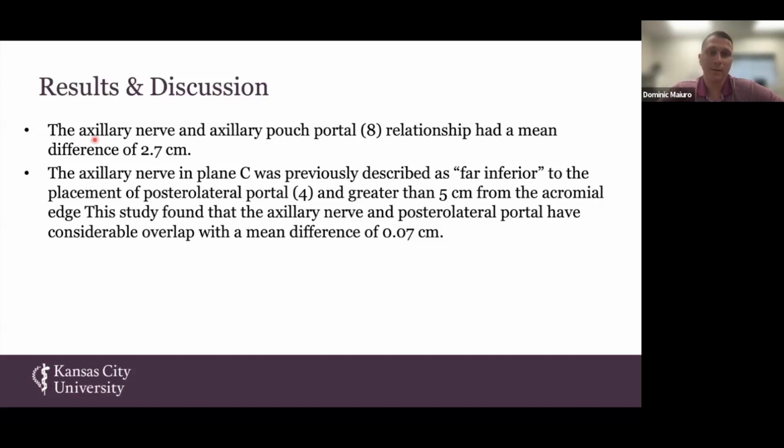Axillary nerve and the axillary pouch portal relationship had a mean difference of 2.7. That's a very, very safe distance. The axillary nerve in the plane C was previously described as far inferior to the placement of the posterior lateral portal 4 and greater than 5 centimeters from the acromial edge. This study found that the nerve and the posterior lateral portal have a considerable overlap with a mean difference of about 0.07 centimeters, which is obviously very scary close, right?